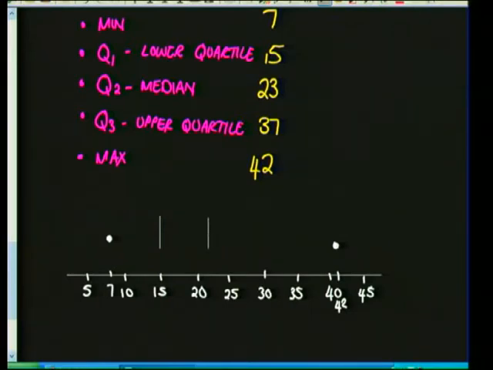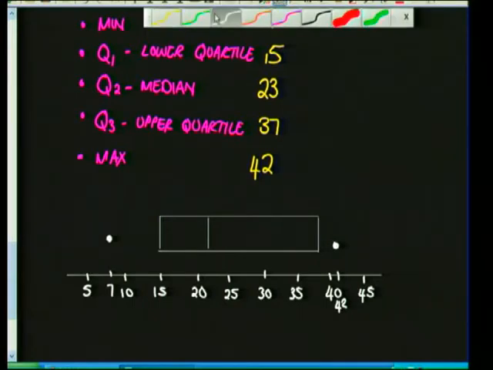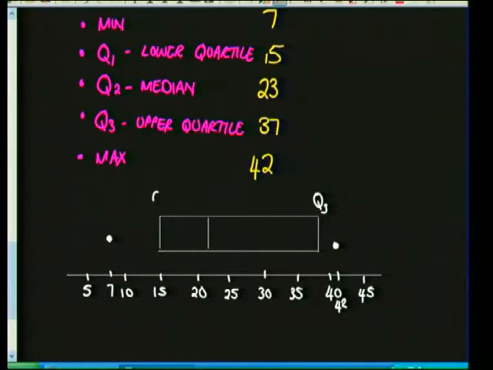And your Q3, your upper quartile, is 37, so you're going to draw a line above there to represent your 37. And you box those off like so. Okay, and let's just move that up so it looks a little bit better. Okay, there we go. And once you've boxed that off, remember that over there represents Q3, this over here represents Q1, and this represents Q2.